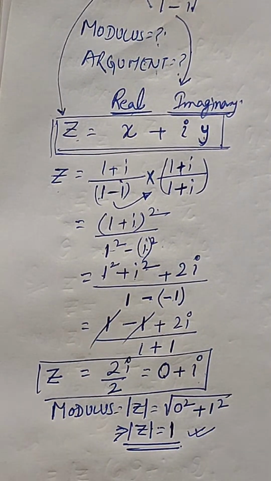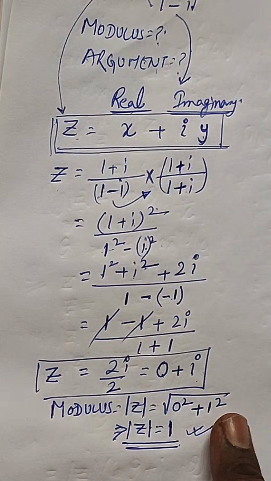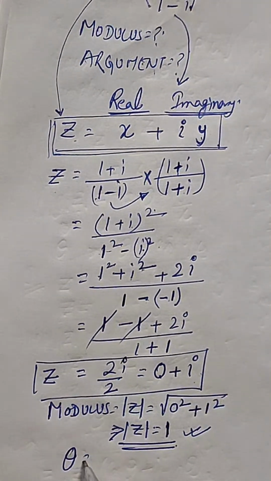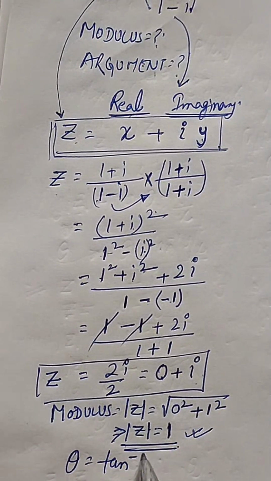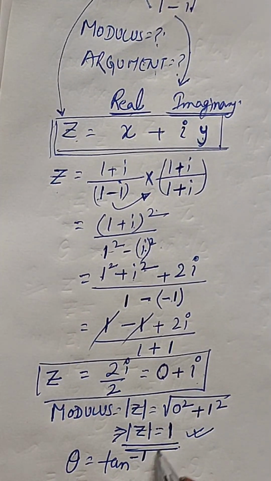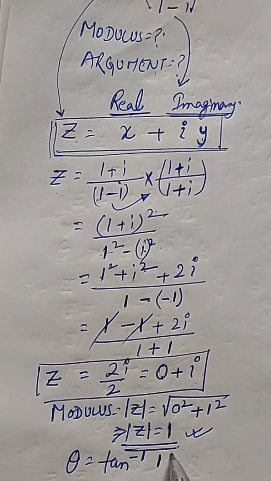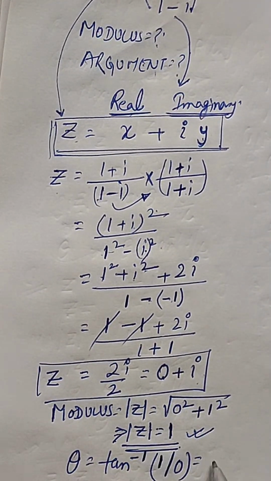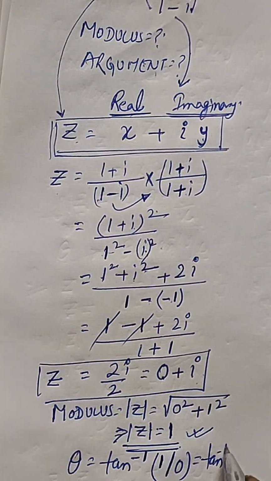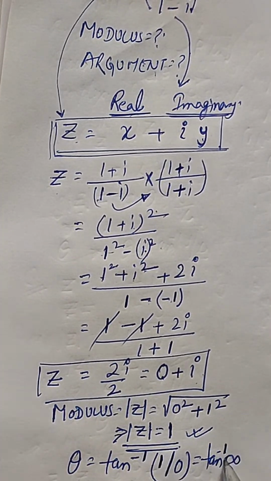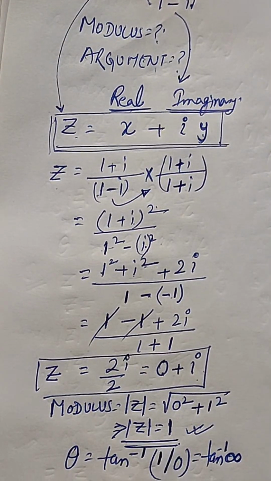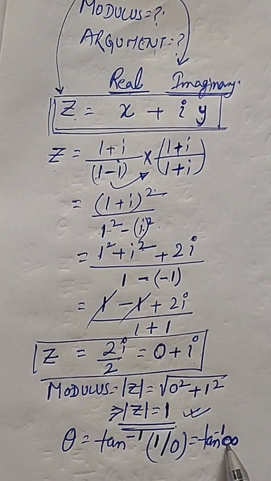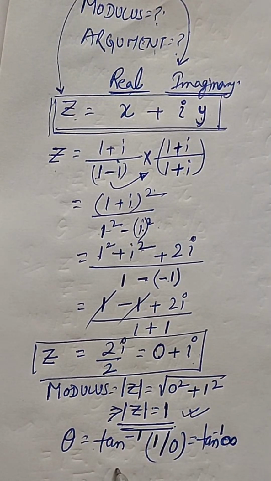Now what is the argument? Argument of this complex number is theta equal to tan inverse of imaginary part by real part. Imaginary part was 1 and real part was 0. That means tan inverse of 1 by 0 is nothing but infinity, right? Infinity. So we can say that yes, tan of theta will be infinity at 90 degrees.